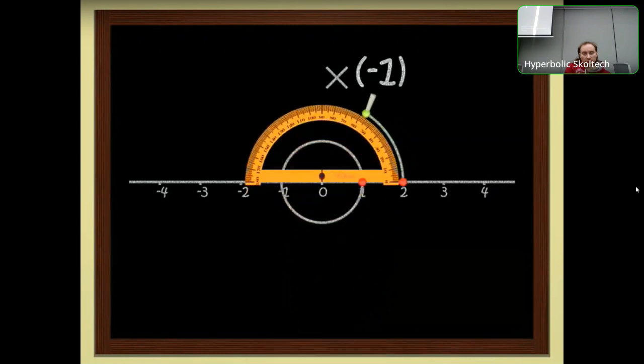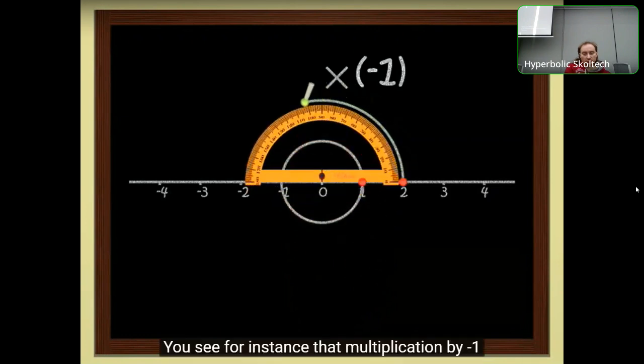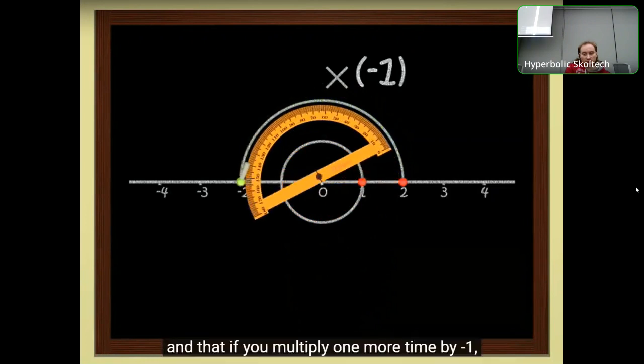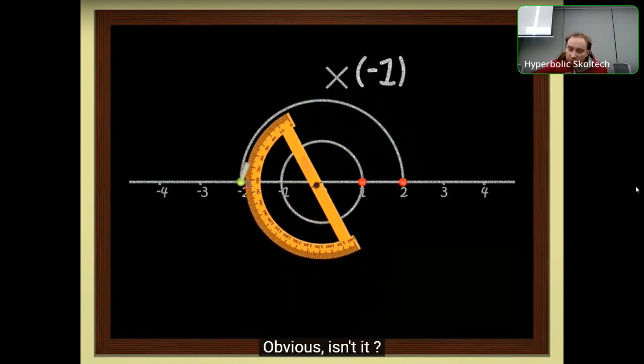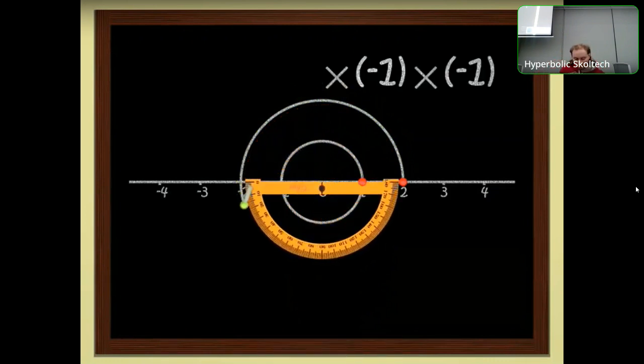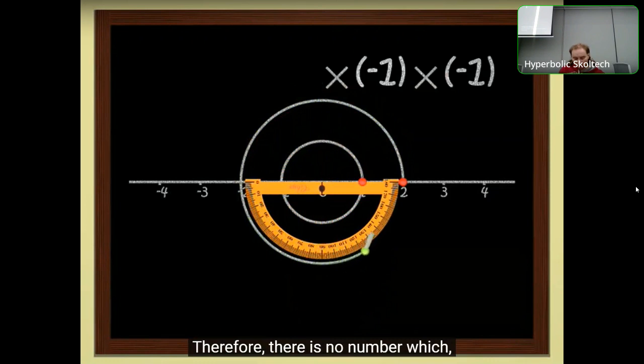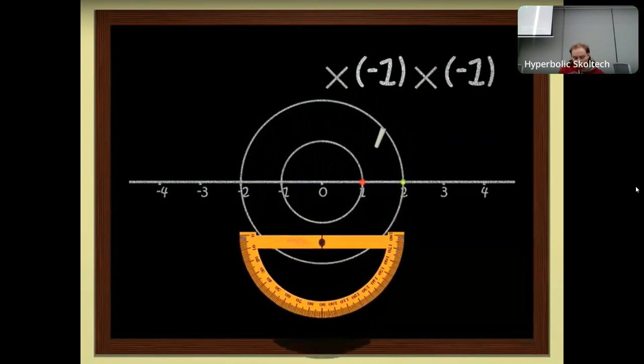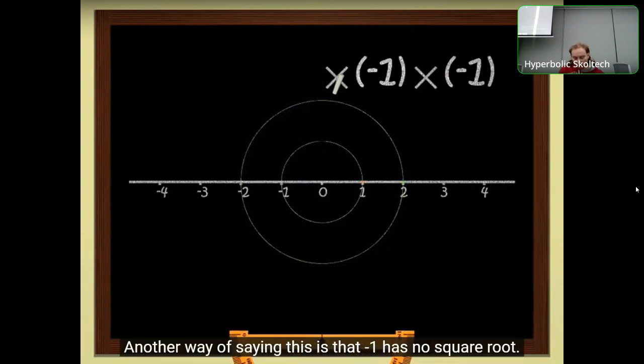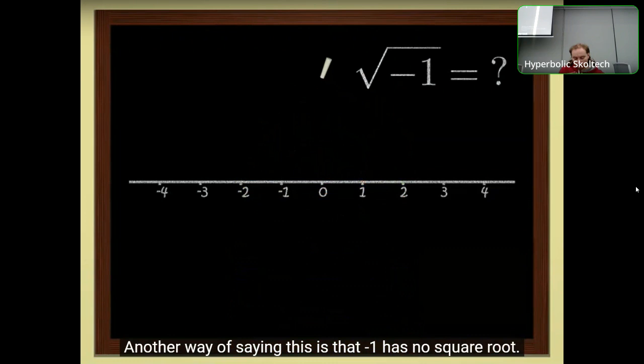You see, for instance, that multiplication by -1 sends 2 to -2, and then if you multiply one more time by -1, you come back to 2. Obvious, isn't it? Therefore, there is no number which, multiplied by itself, yields -1. Another way of saying this is that -1 has no square root.